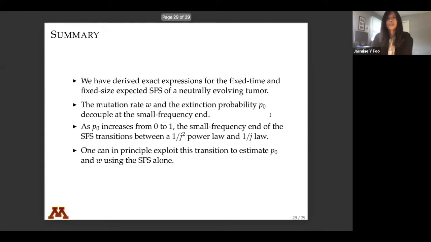Okay, so in conclusion, we derived exact expressions for the fixed time and fixed size SFS for a neutrally evolving tumor. We see that the mutation rate and the extinction probability P naught decouple at the small frequency end. As P naught increases from 0 to 1, at this small frequency end, the SFS transitions between the 1 over j squared and 1 over j law. And we can, in principle, exploit this transition to estimate P naught and W using only the SFS.